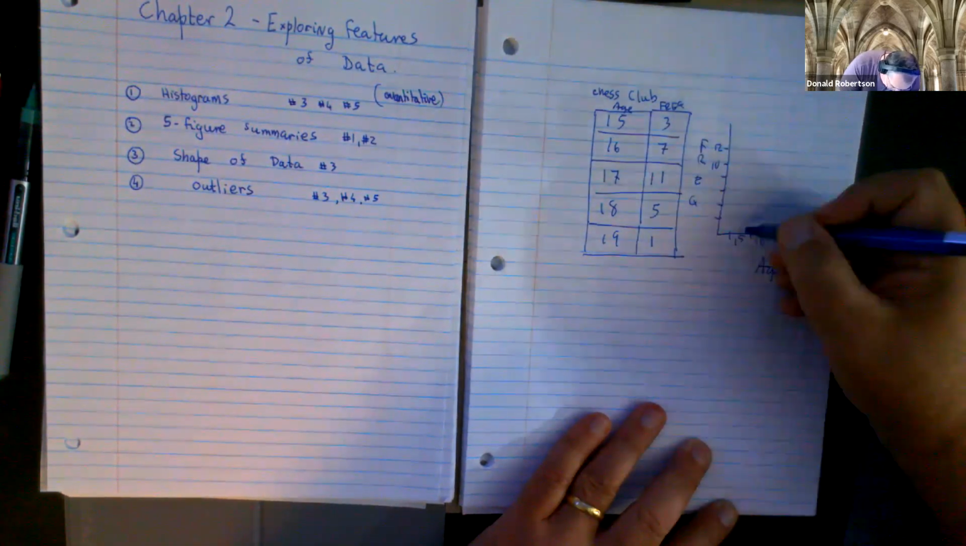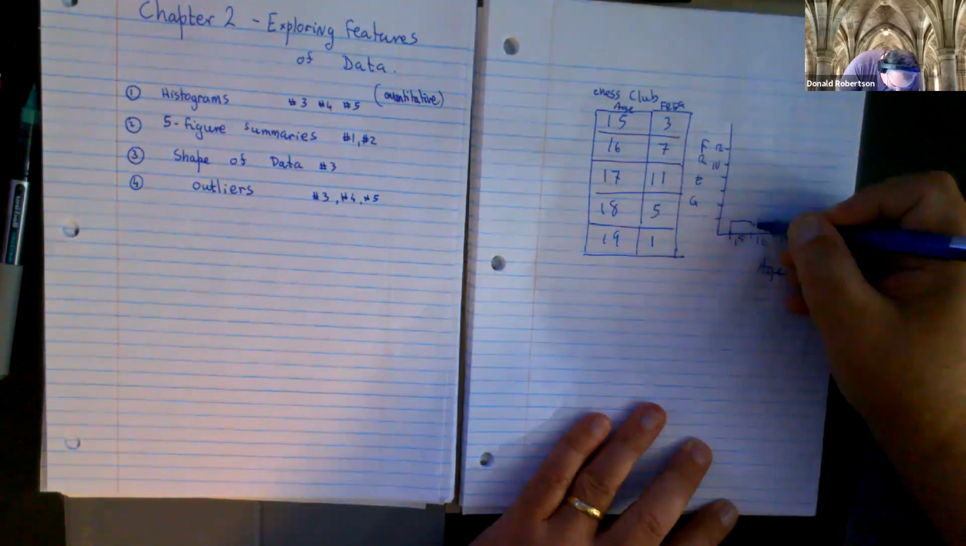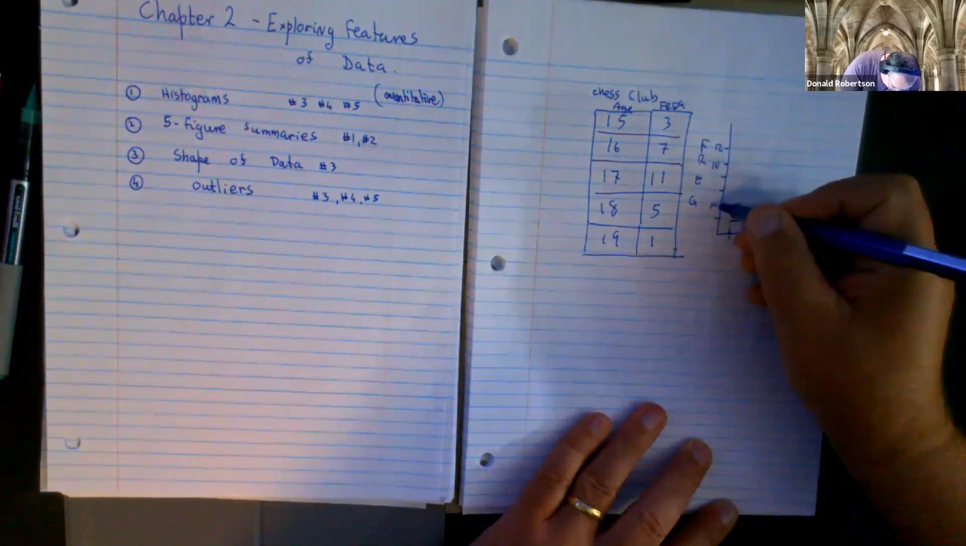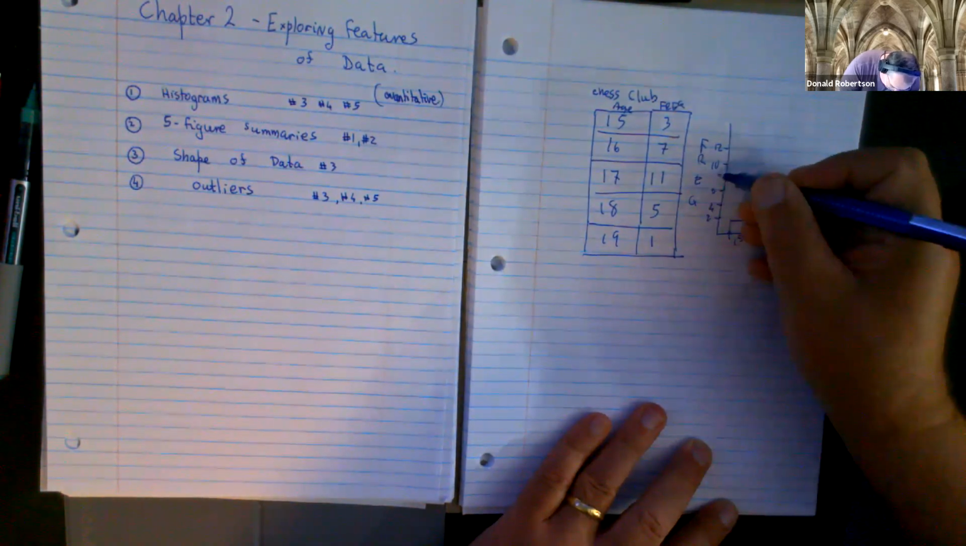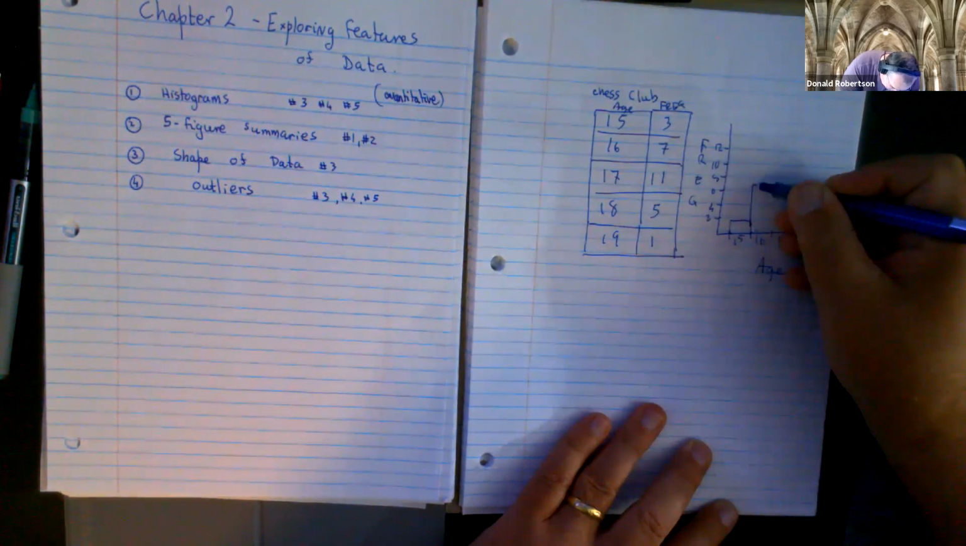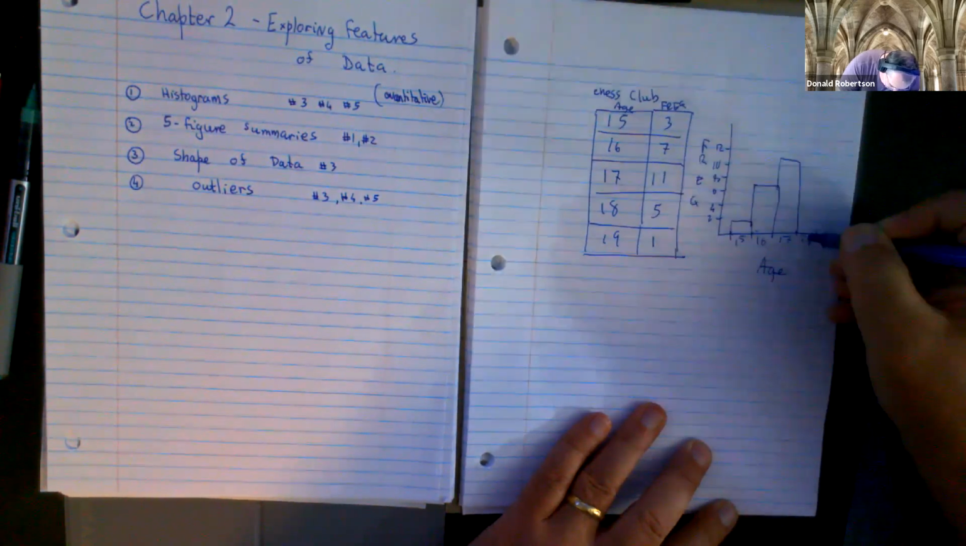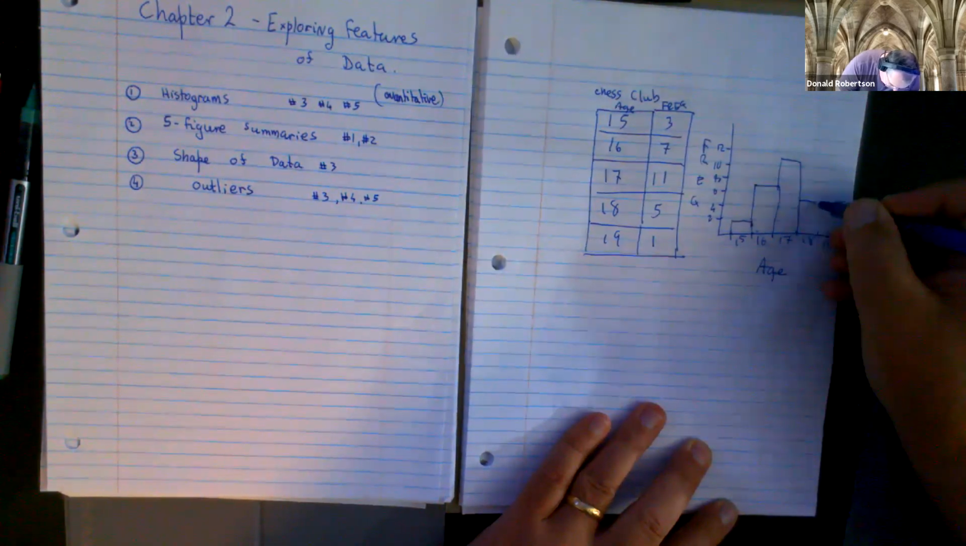So 5, that would be about 3, 6, 15, 16 was about 7. It's about here. Then it's 11, which is way up here. Then 18, that's about 5, it's about here. And then 1 that's here.